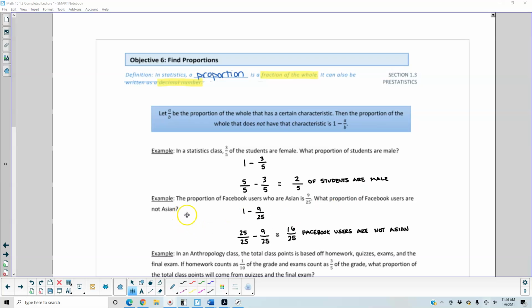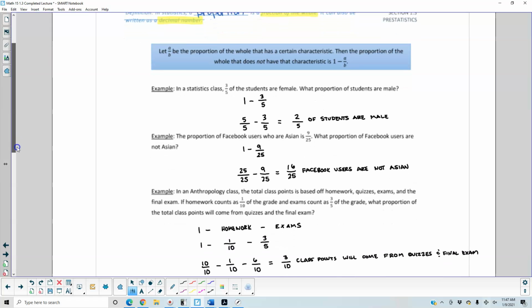Another example, the proportion of Facebook users who are Asian is 9 over 25. What proportion of Facebook users are not Asian? So we're going to take 1 as a whole and subtract 9 over 25. Well, the denominator in this fraction is 25, so we can rewrite 1 to be 25 over 25 minus 9 over 25, which is equal to 16 over 25. And that means that 16 over 25 of Facebook users are not Asian.